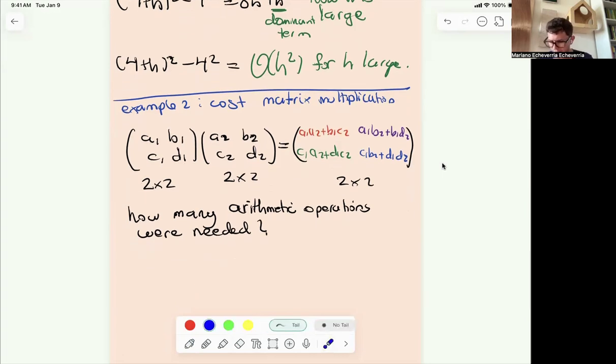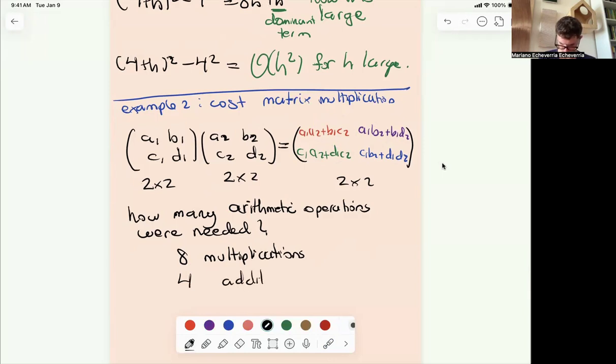So maybe if someone wants to do the count for me, how many multiplications can you see in total in this process? There were eight multiplications, good. And how many sums were done? There are only what? Four additions. And what is eight? Eight is two cubed. And what is four?